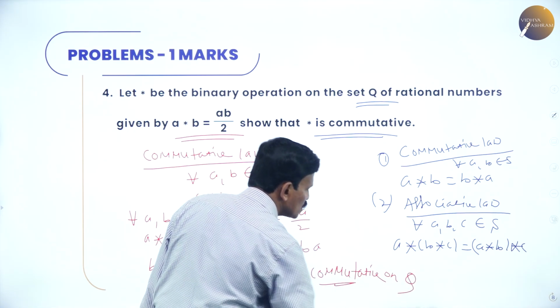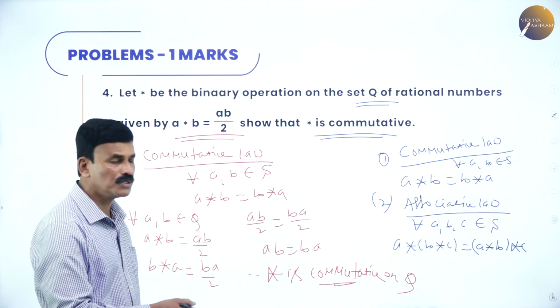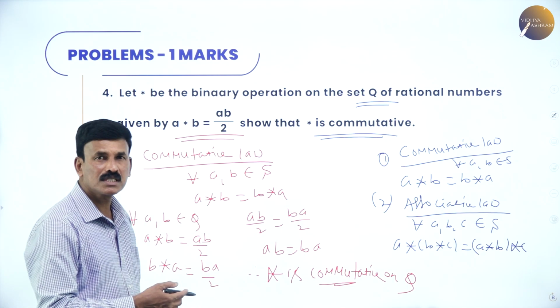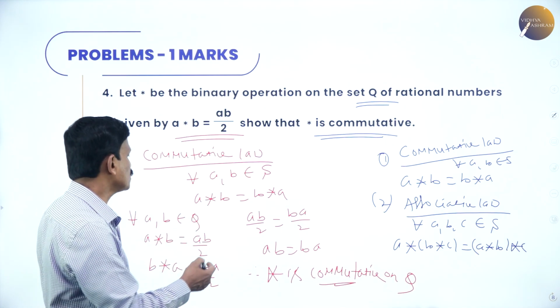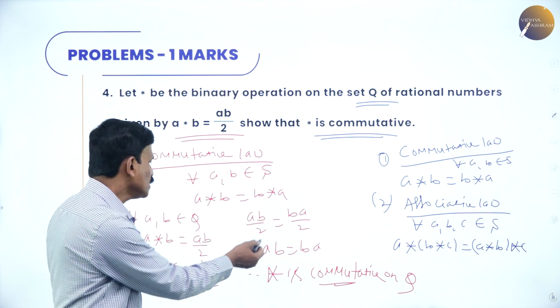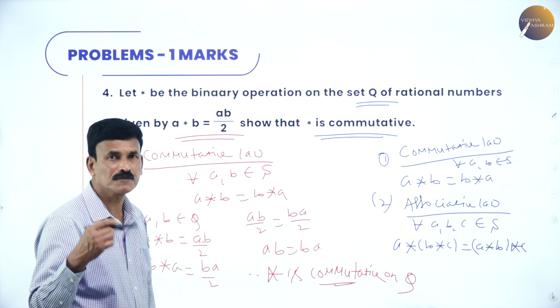On Q, star is commutative. So the commutative property holds good. Star is commutative on Q, that is, the commutative law is satisfied. So a star b is equal to b star a, ab by 2 is equal to ba by 2, or ab is equal to ba. So if you do this much, you will get 1 mark, right?